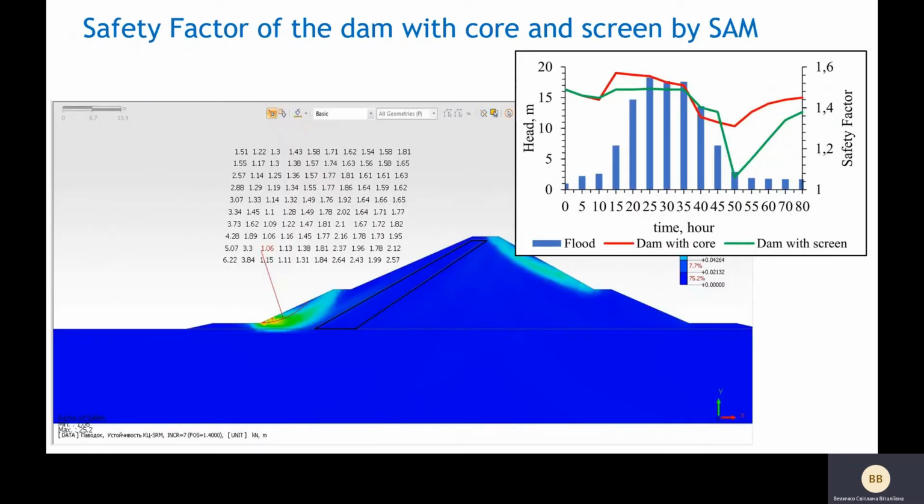On the next slide, the result of the slope stability calculation by the stress analysis method is shown for the dam model with core and screen. The safety factor of the upstream slope of the dam at the 0 point, when the reservoir is empty, is equal to 1.5, and it is the same for both constructions of the dam.